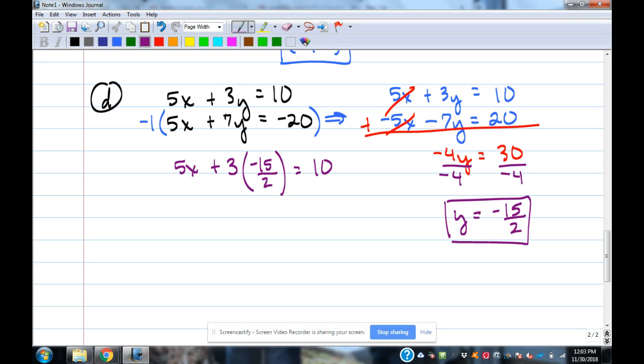All right. 5x minus 3 times 15 is 45, is equal to 10. 45 over 2. Then what? What do we do next?